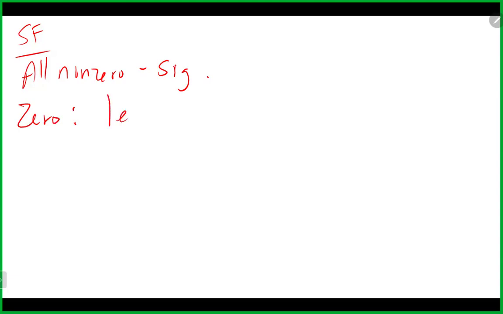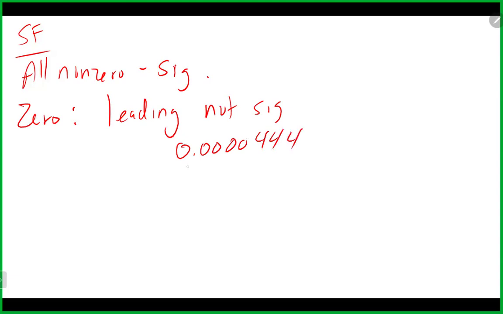There are those leading zeros, which are not significant. Again, you could have as many zeros as you want before you hit that first number. None of these are going to be significant. It's not a significant figure until we start counting right there at the 4. In this case, all three of these are significant, so we would have three significant figures.